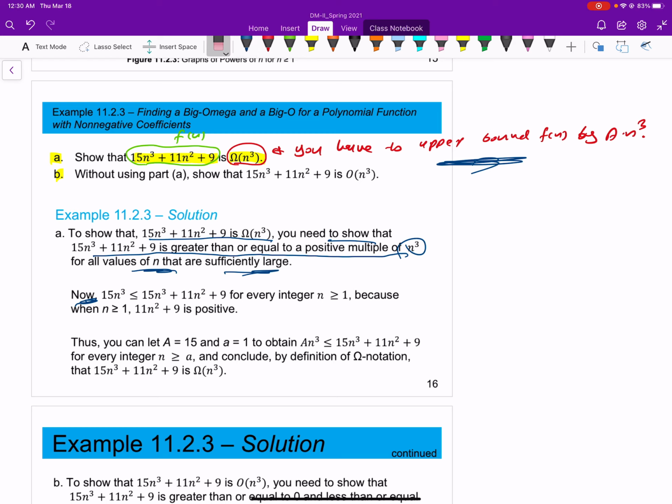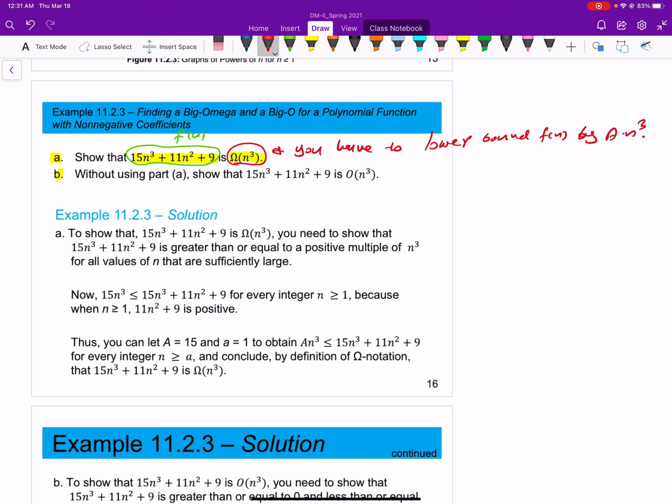Actually, I made a mistake here. I'm sorry. Let me make the correction. This is omega notation. For omega, it is not actually upper bound. It is actually lower bound. For big O, it should be upper bound. Let me make that correction. So this should not be upper bound, it should be lower bound. You can remember this, lower bound. For big O, it is upper bound.